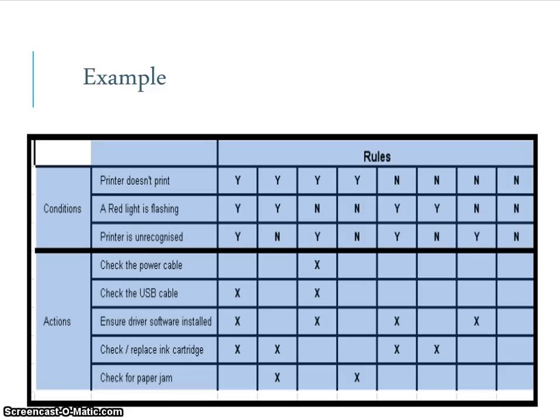Here is an example of a decision table found in a printer manual. So this has got a series of conditions. Printer doesn't print, a red light is flashing, printer is unrecognised. And it's got some rules to follow. So if the printer doesn't print, there is a red light flashing and the printer is unrecognised, first thing it says here, check the USB cable, ensure the driver software is installed, maybe check and replace ink cartridges. So there's several actions and rules that can be followed. I'll give you a few moments just to pause this and have a look through those.